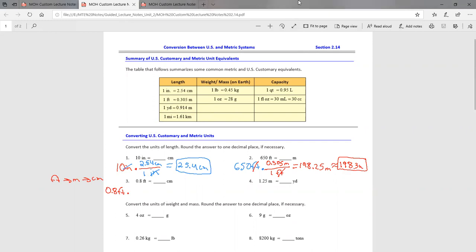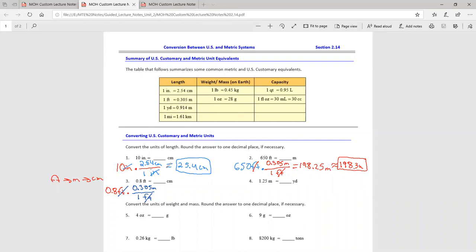All right, so 0.8 feet. We're starting to convert this to meters. Out with the old, in with the new. We know that feet have to go in the bottom, and we know that 1 foot is 0.305 meters. So that way the feet will cancel. And then we're going to do our math.